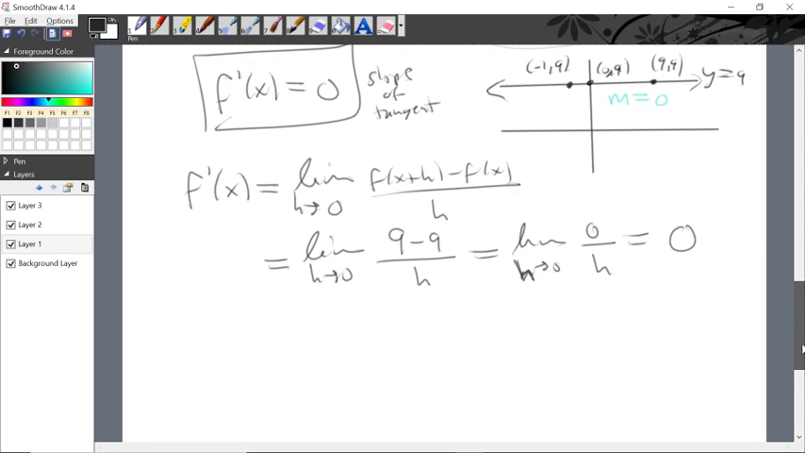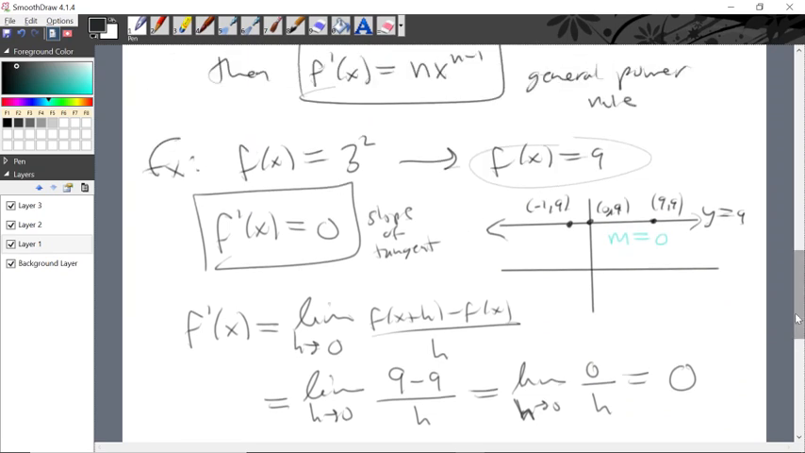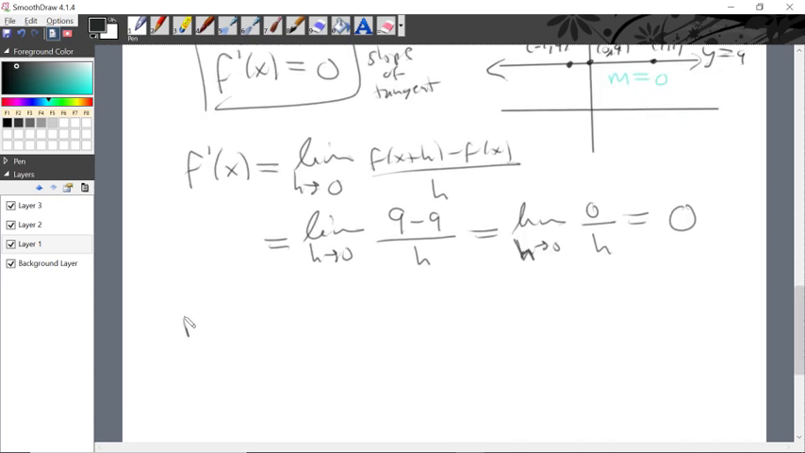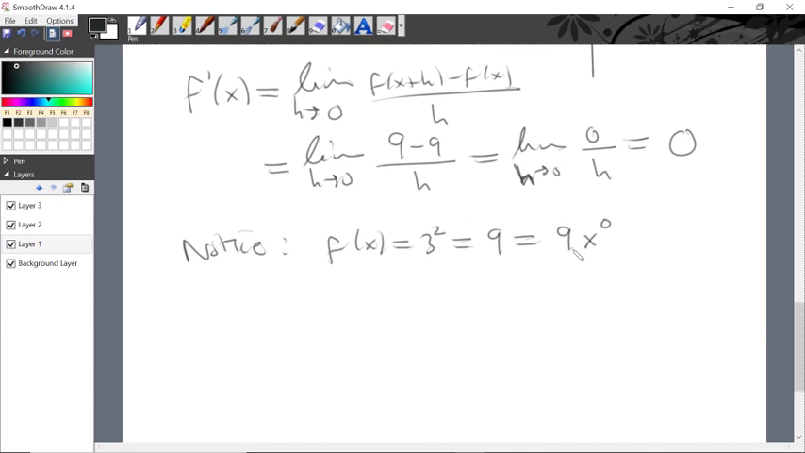Now, what does this have to do with the general power rule? Well, we also need the constant multiple in order to fully develop this. Notice this. f of x, which was equal to 3 squared, is the same as 9, which is the same as 9x to the power of 0. All right? 9x to the power of 0. Well, that looks like a power function then.